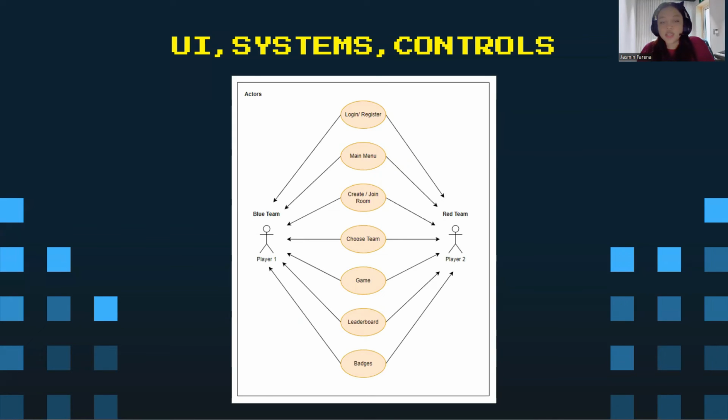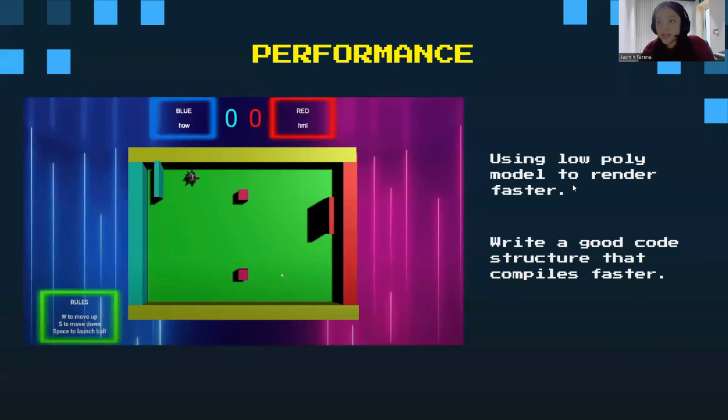After they have played the game and identified the winner, they go to the leaderboard to see their own ranking, and they can also see their badges if they have won a certain number of times. Next is the performance. To ensure good performance, we use only low poly models to render faster. We also practice good code structure that will compile faster.